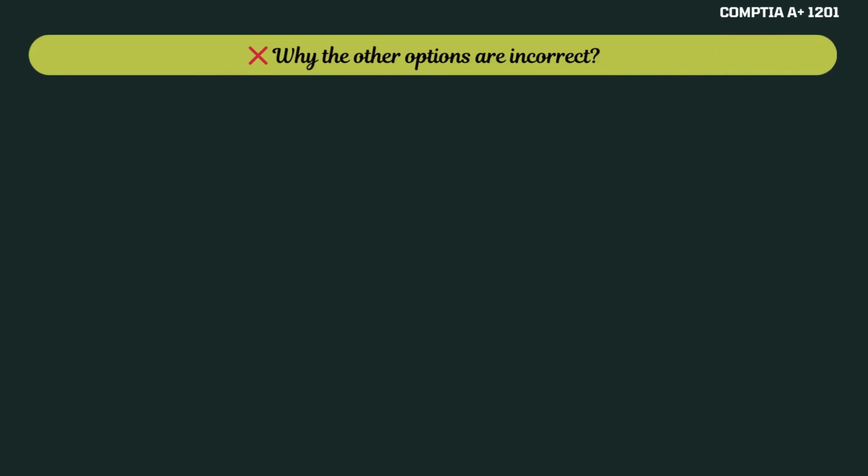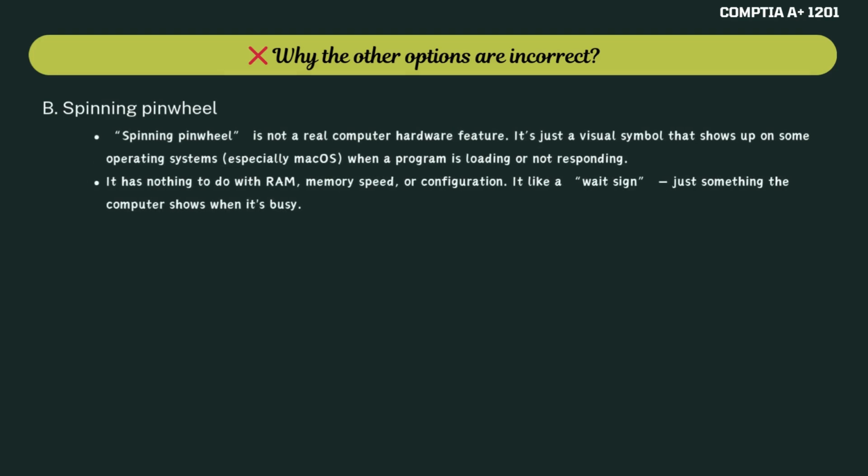Why the other options are incorrect? B. Spinning pinwheel. Spinning pinwheel is not a real computer hardware feature. It's just a visual symbol that shows up on some operating systems, especially macOS, when a program is loading or not responding. It has nothing to do with RAM, memory speed, or configuration. It's like a wait sign, just something the computer shows when it's busy.